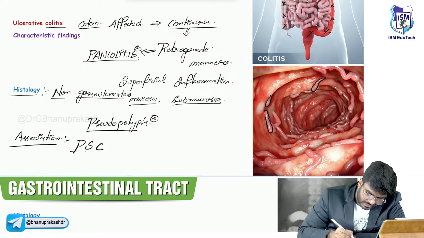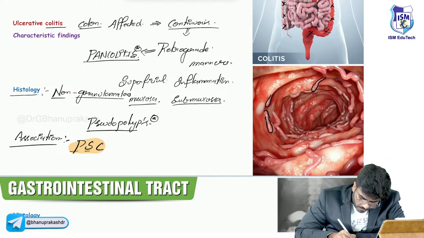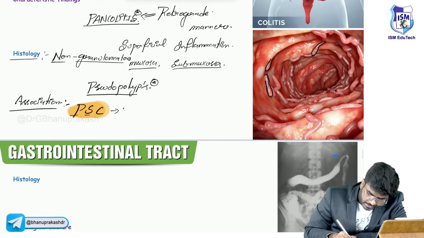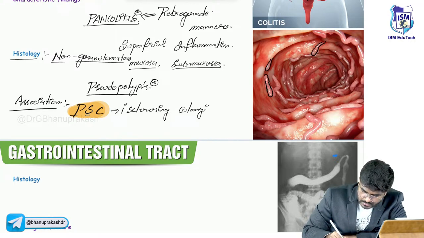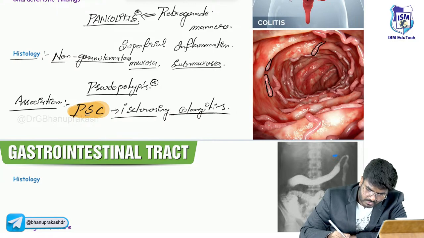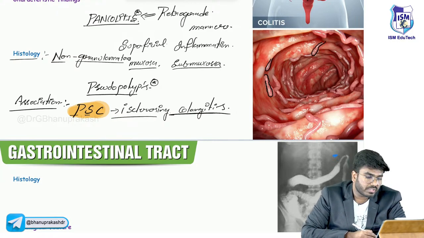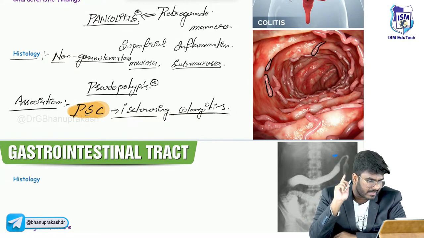If I am the examiner, I will definitely give this question in your exam. The patient suffering with inflammatory bowel disease, that is ulcerative colitis, is going to have this liver association. What is it? Yes, Ashutosh Sharma, you are right. It is primary sclerosing cholangitis. Primary sclerosing cholangitis is a hepatobiliary condition associated with ulcerative colitis.